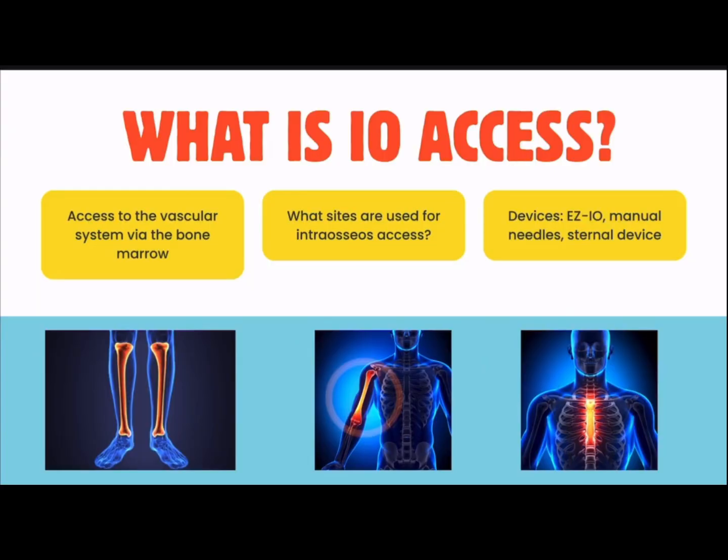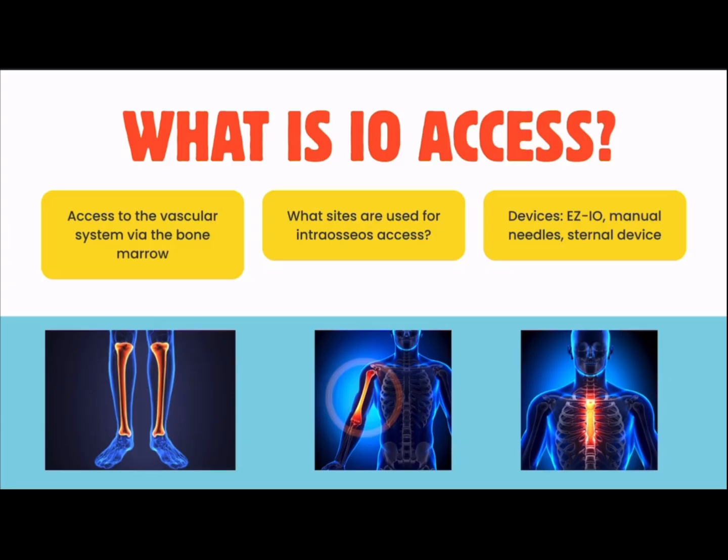So what is IO access? IO access is access to the vascular system via the bone marrow. I like to think of this like an IV that goes directly into the bone. What sites are going to be used for intraosseous access? This is going to vary by age. So for our kiddos, we're going to be using a couple different sites.